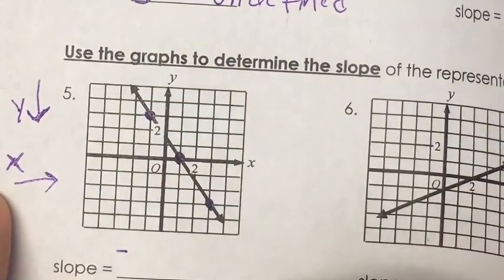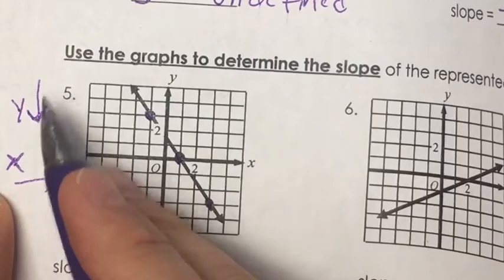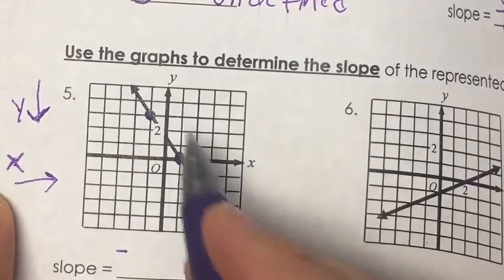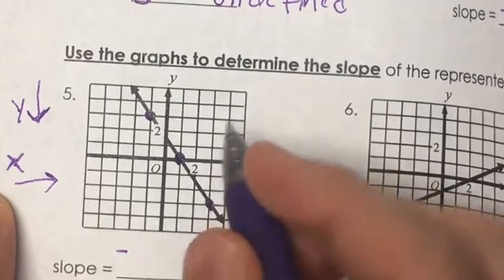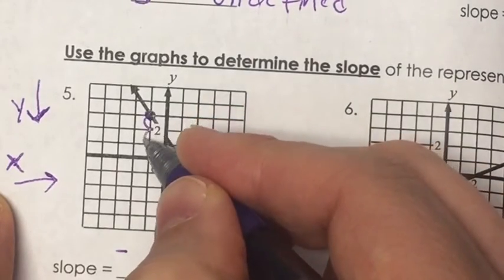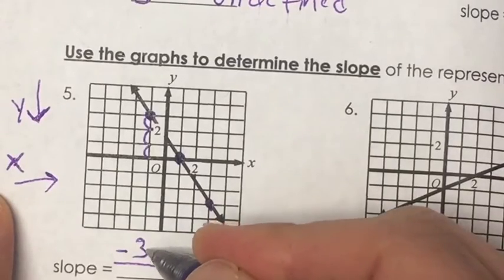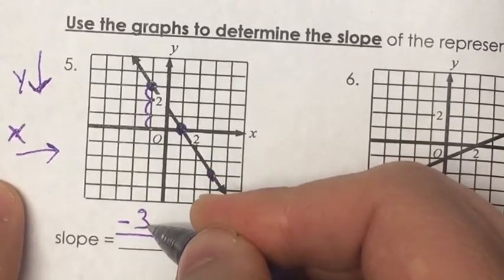right. And a good hint to follow is to always count to the right for x, because we're always going left to right. So I go down and right, down and right. How many down? I count my jumps, 1, 2, 3. Negative 3 is my change in y.